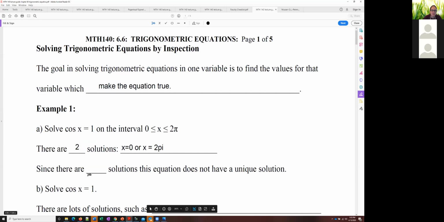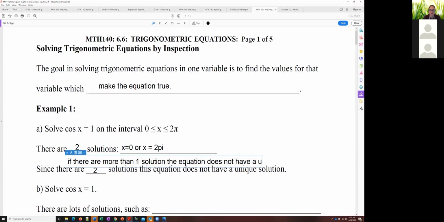And since there's more than one solution, anytime there's more than one solution, the equation does not have a unique solution. So in general, trigonometric equations don't have unique solutions.